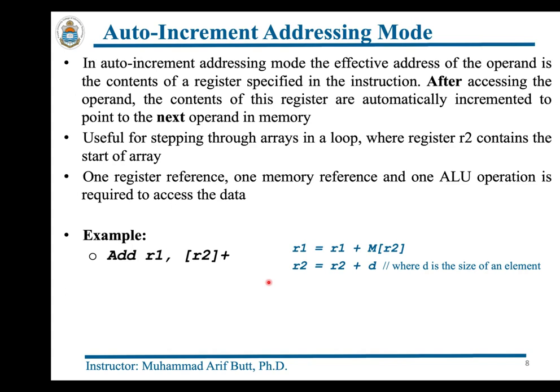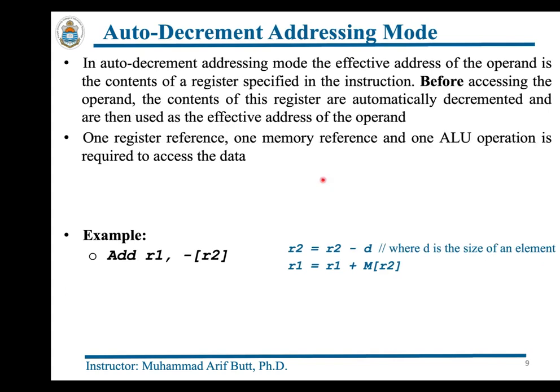While in auto increment addressing mode, one register reference, one memory reference, and one ALU operation is required to access the data. So it is a bit expensive. Similar to auto increment, we have the auto decrement addressing mode as well. And the only difference is that in auto decrement, before accessing the operand, the contents of the register are decremented and then used as the effective address, which is shown over here.